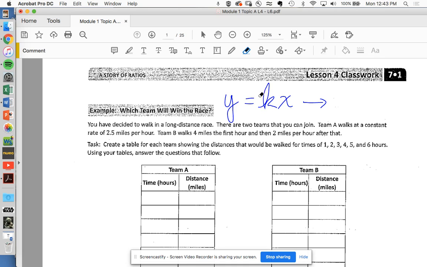You should have that in your previous notes. You should know that k is a constant of proportionality. That is the same number throughout. It's always the same. Every number is multiplied by this k. And we'll look at more examples today.